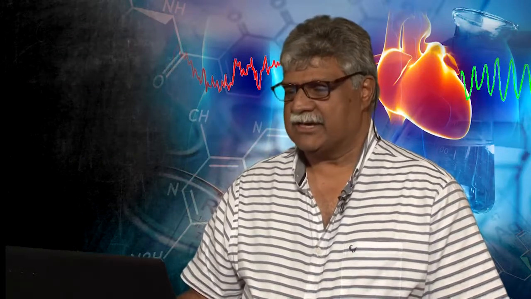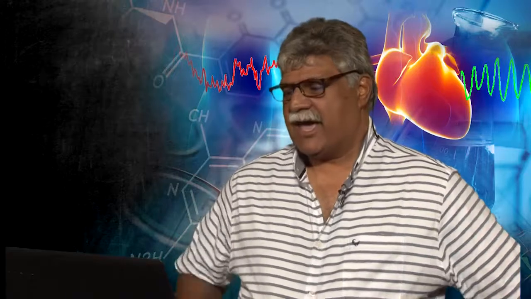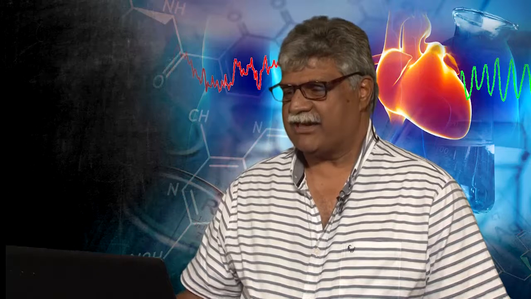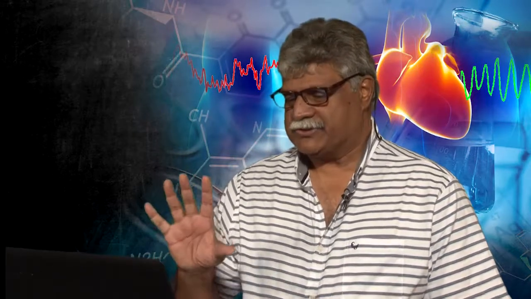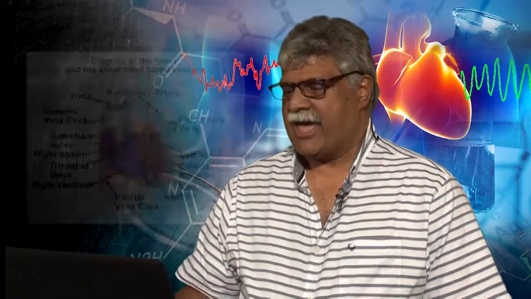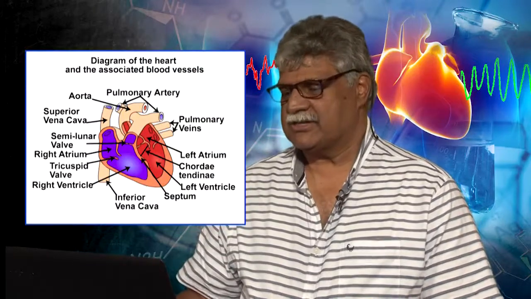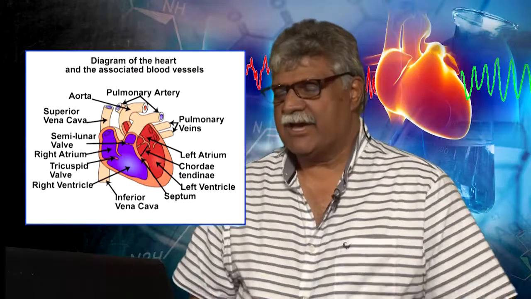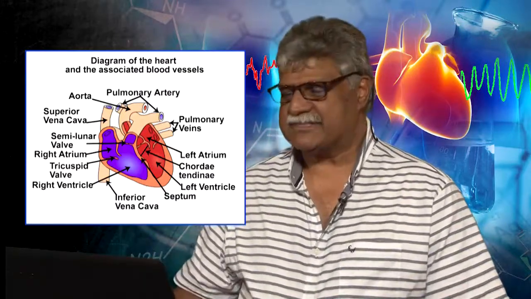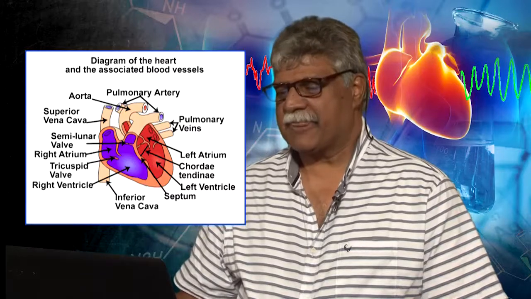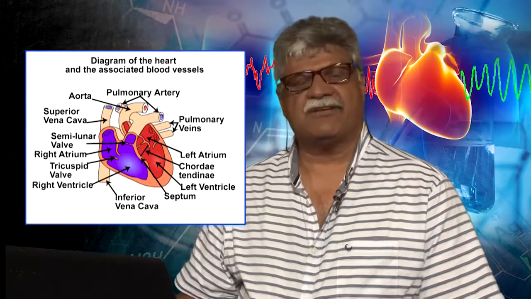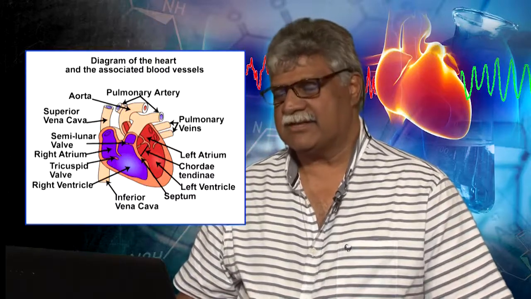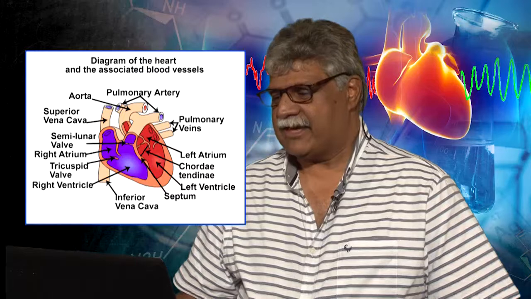So let's look at the diagram of the heart and its associated blood vessels. If you look at the diagram very carefully, I'm going to say to you that there are 4 chambers like we discussed in the diagrammatic view just now. And to remind you, it's the 2 atria, the right atrium and the left atrium, and then the 2 ventricles below that, the right ventricle and the left ventricle.